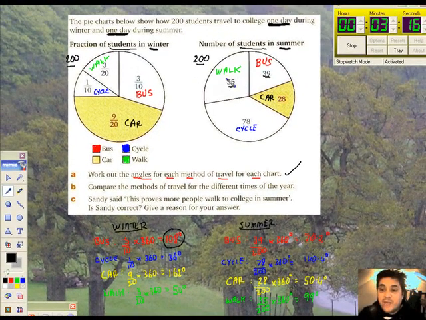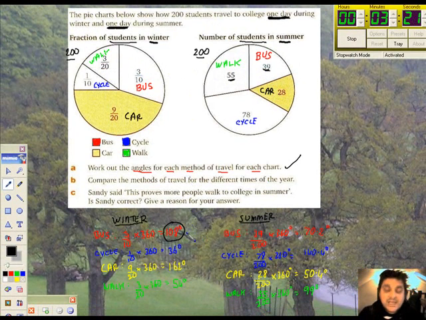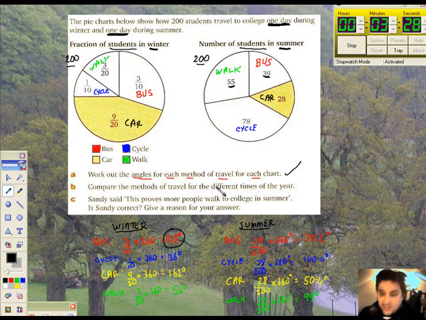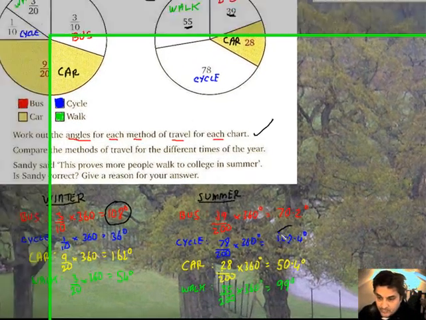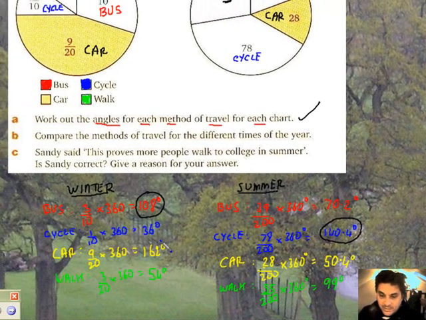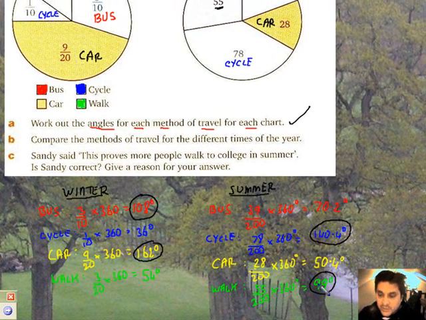And since we know that we have 200 students in each case, we know that the bigger the angle does actually represent a greater number of students. Alright, so first statement, in the winter more people take the bus to college. This one, in the summer more people cycle to college compared to the winter. Next statement, more people take the car to college in the winter compared to the summer. And finally, more people walk to college in the summer compared with the winter.